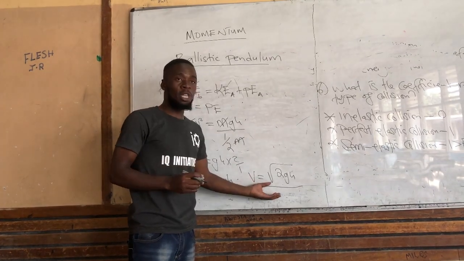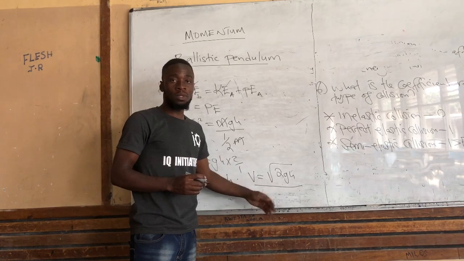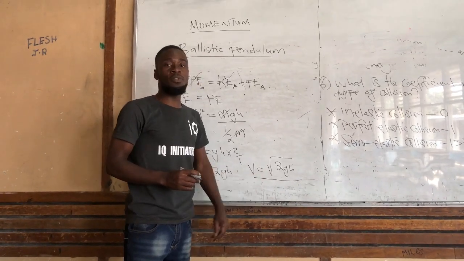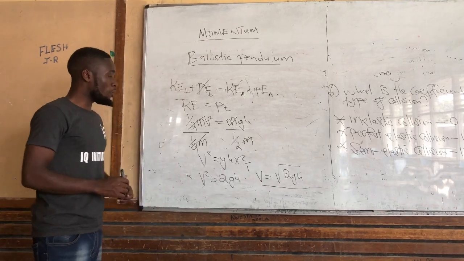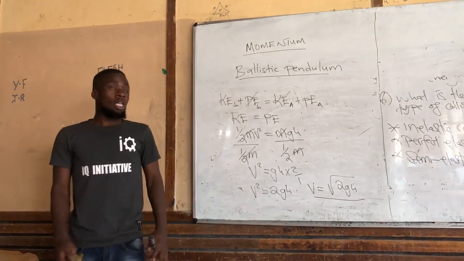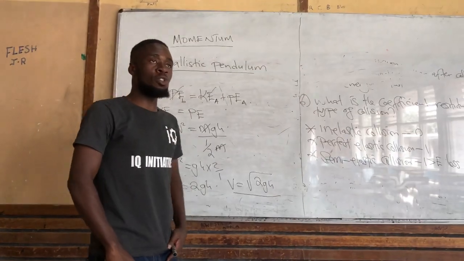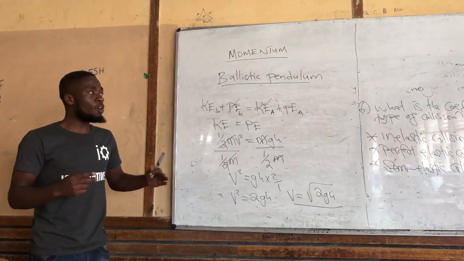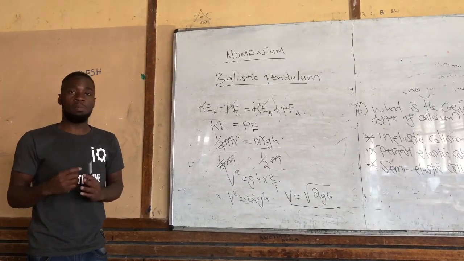This is the formula that we use only in the ballistic pendulum. So this is the equation that we use if they stick together and you need to find the common velocity. In some questions, they will ask you to find the initial velocity of a bullet before hitting the block.